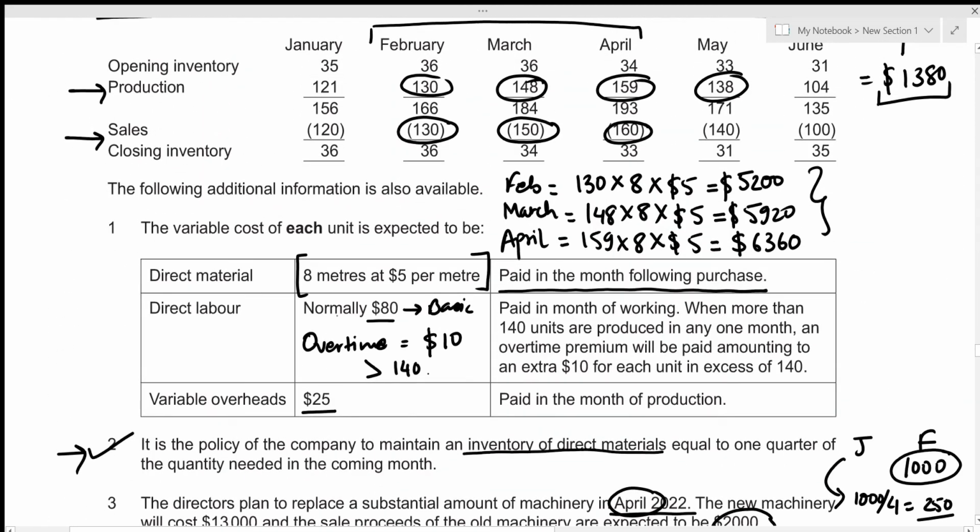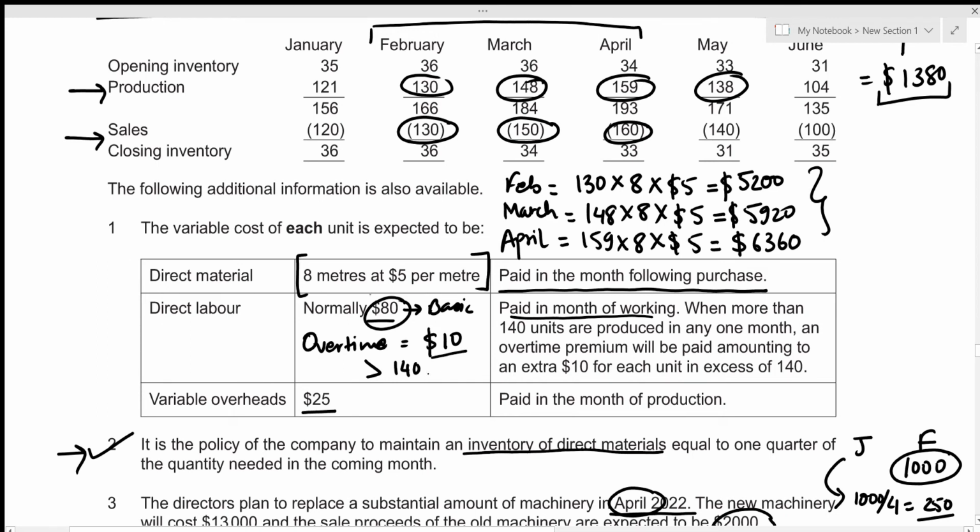So we are given the direct labor rate of 80, and what we know is that the direct labor is actually paid in the month of working. So the labor invested in the month of March will be paid in the month of March as well. And we also have the overtime rate of $10 for the additional units produced greater than 140.